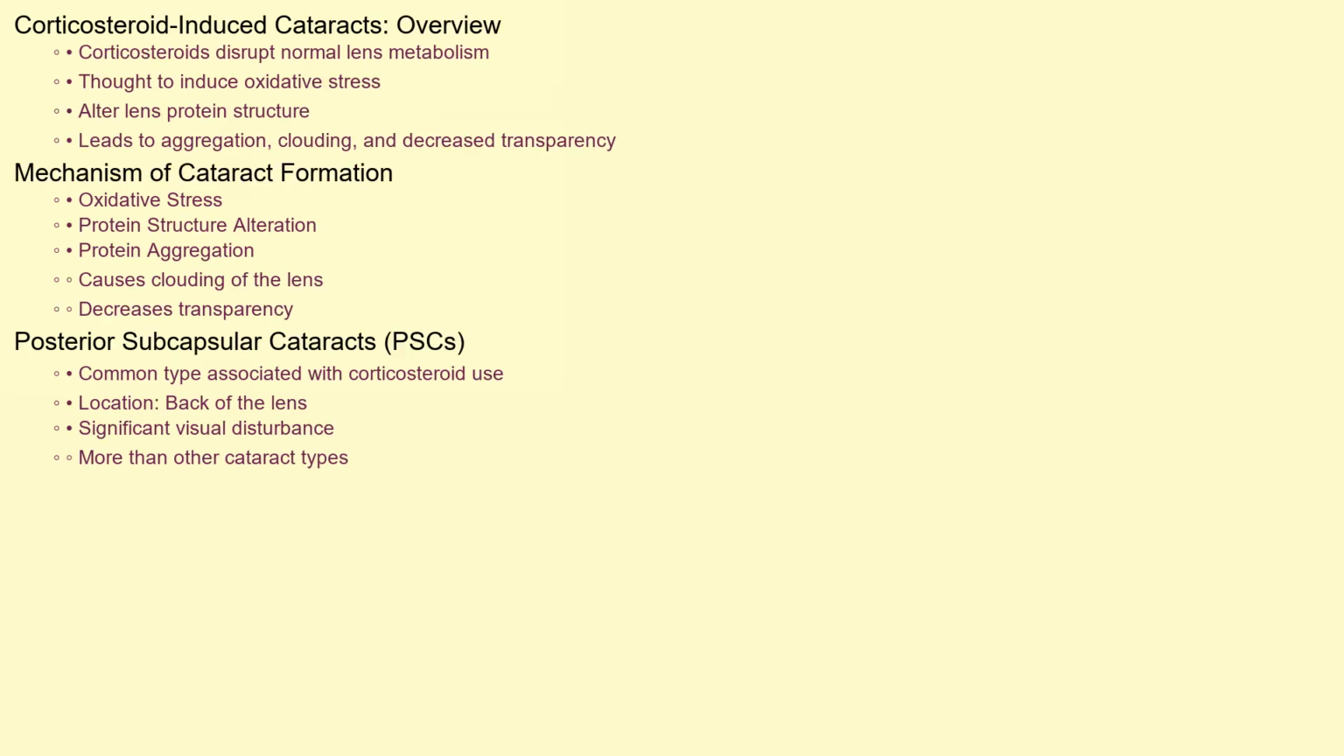Corticosteroids can disrupt the normal lens metabolism. They're thought to induce oxidative stress and alter the lens's protein structure. This leads to aggregation of lens proteins, causing clouding and decreased transparency. Specifically, posterior subcapsular cataracts, located at the back of the lens, are a common type associated with corticosteroid use. This location often causes more significant visual disturbance than other cataract types.